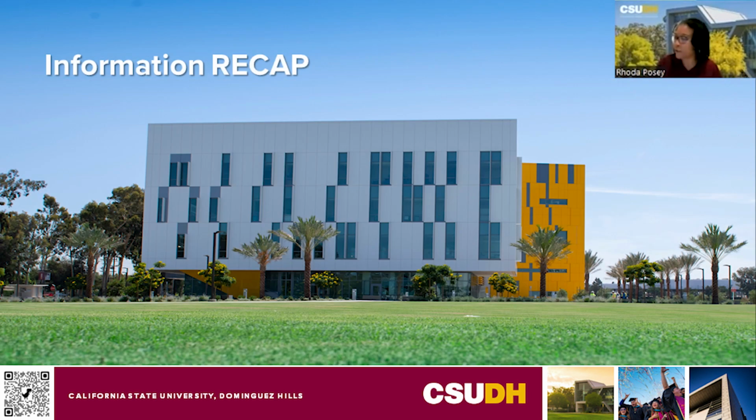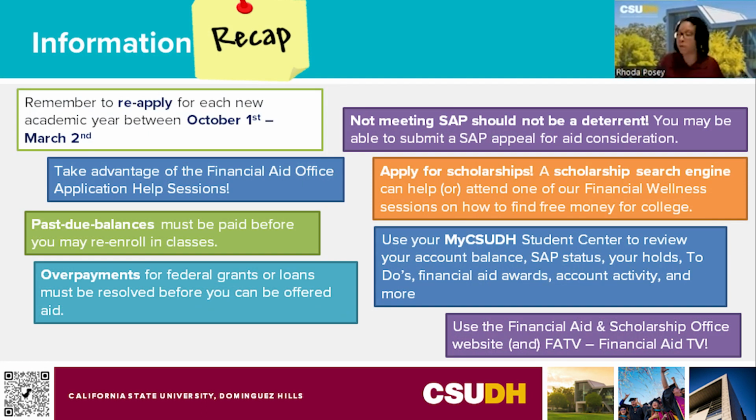All right, recap. Here are your personal post-it notes. Always remember to reapply for each new academic year, and try to do that between October 1st and March 2nd. We encourage you to take advantage of our financial aid application help sessions, because we'll help you get it done, whether through a Zoom session or in person. Past due balances have to be paid before you re-enroll in classes. Overpayments for any federal grants or federal loans must be resolved before you can be offered aid.